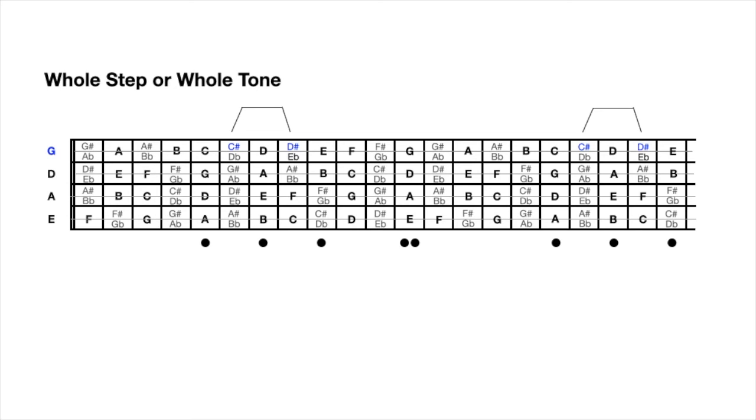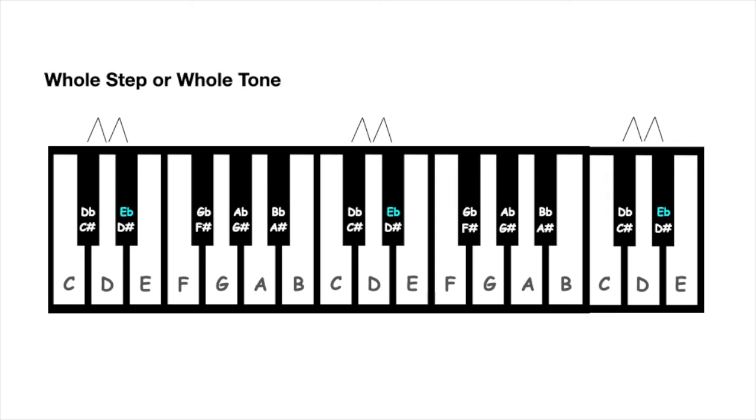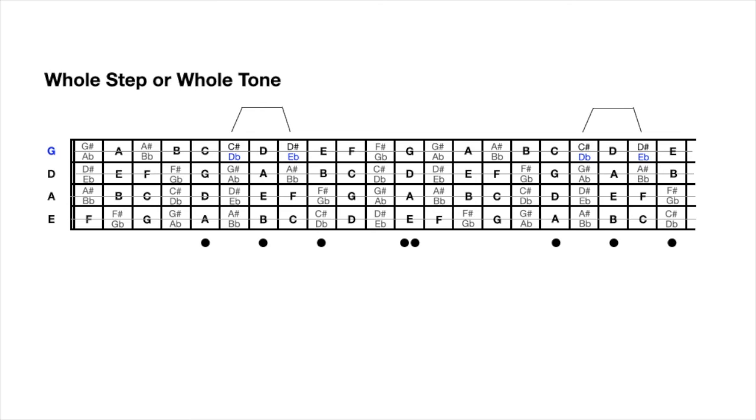Now going down from E flat to D flat is a whole step or whole tone too. Just like going down two frets from E flat to D flat on the bass guitar, that's a whole step or whole tone.